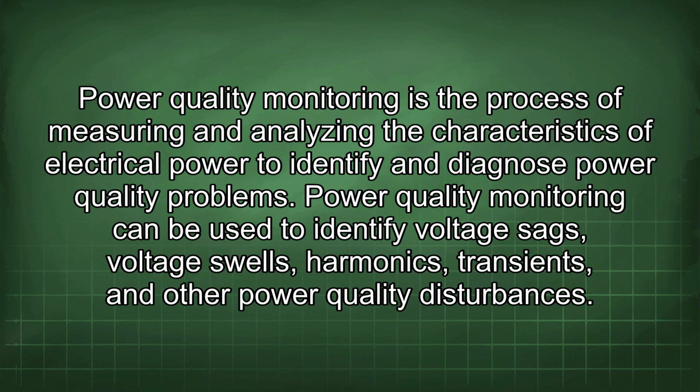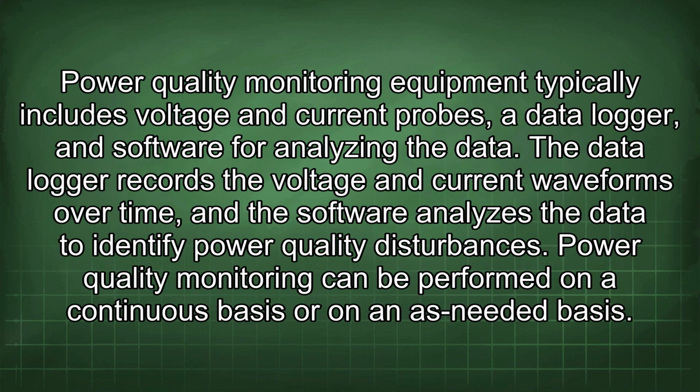Power quality monitoring can be used to identify voltage sags, voltage swells, harmonics, transients, and other power quality disturbances. Power quality monitoring equipment typically includes voltage and current probes, a data logger, and software for analyzing the data. The data logger records the voltage and current waveforms over time, and the software analyzes the data to identify power quality disturbances. Power quality monitoring can be performed on a continuous basis or on an as-needed basis.